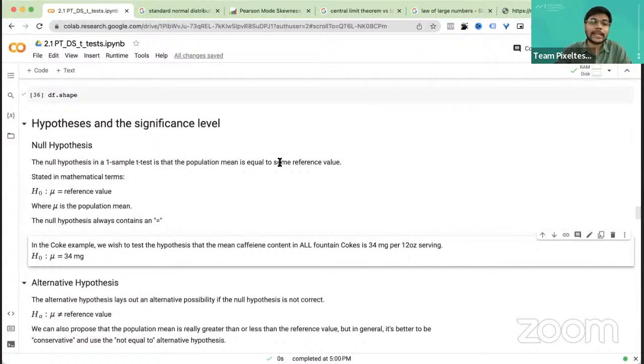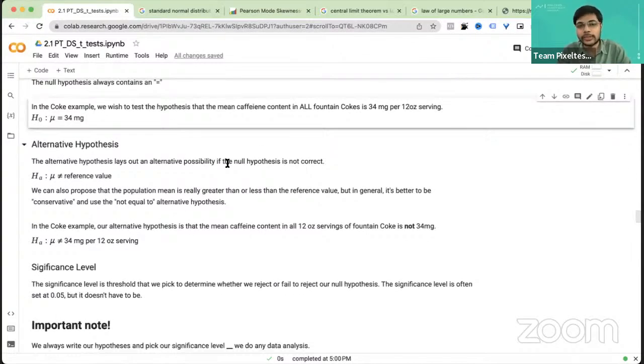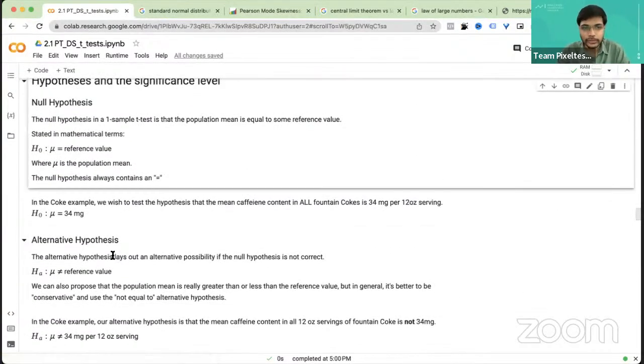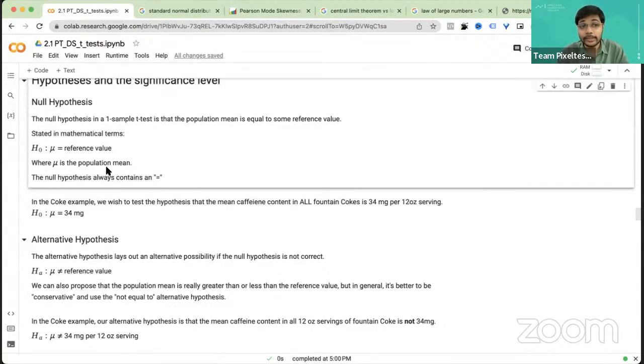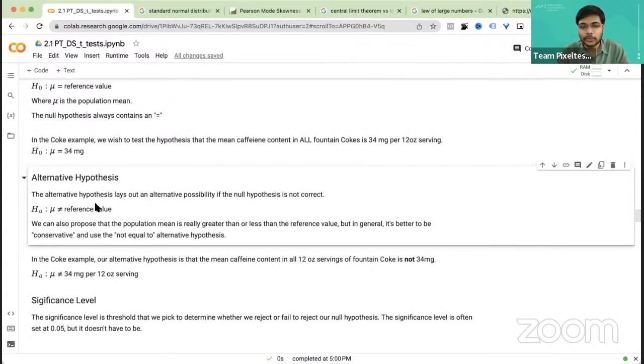So now we have understood the null hypothesis. Now, what is the alternate hypothesis? If that is not true, that is the alternate hypothesis. If the average grade of that school is not 56, if the average caffeine in all these Cokes is not 34 mg, then it is the alternate hypothesis, right? So this is also clear. Now it could be either one of them. If the null is true, our hypothesis was true, or else the alternate hypothesis is true, right?